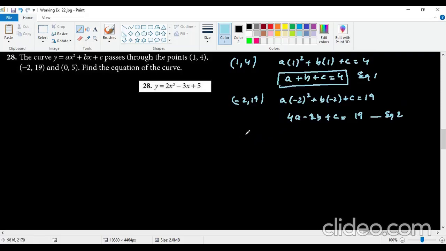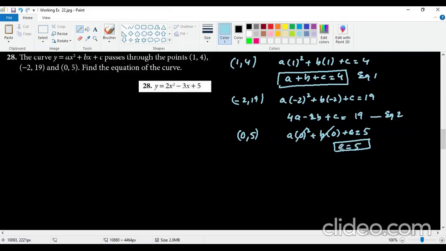So first one is 0 and y is 5. So I will write a 0 square plus b 0 plus c equals 5. That means these two are going to be cancelled. So the value of c is 5. We know the value of c, which is 5.